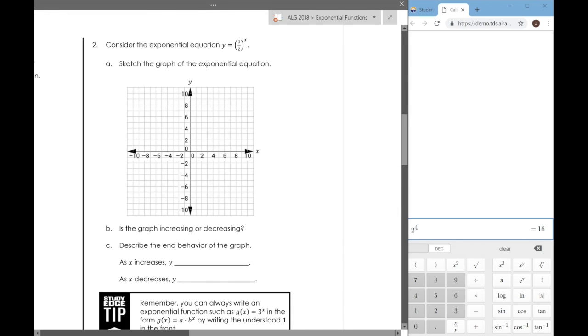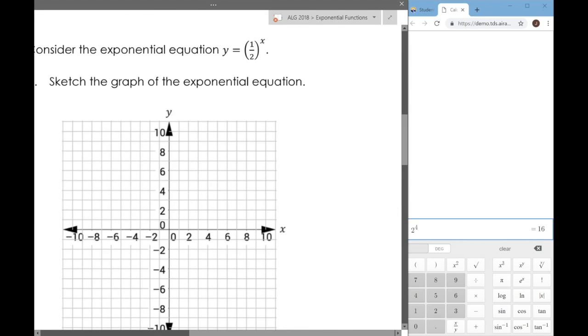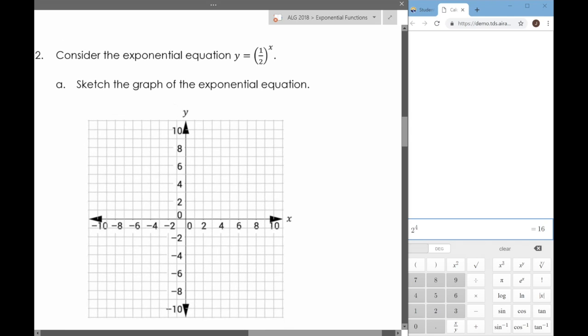Consider the exponential function y equals (1/2)^x. Okay? Sketch the graph of the exponential function. So this time we have y equals a times b^x. Again, is there an a? No, so it's just 1. Is there a b? Yeah, it's 1/2 and x. So remember, a represents our y-intercept, so I can easily just put that on 1.